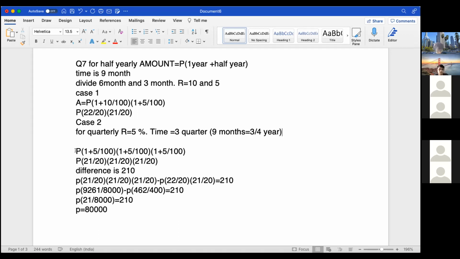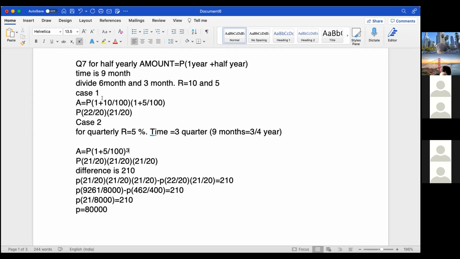So let us write down the amount A is equal to P into 1 plus 5 by 100 raised to 3. Okay, because 3 into 1 by 4. So it is 3 and 5 by 100. So how much we are getting? P into 21 by 20, 21 by 20, 21 by 20. Simplify. Difference according to the question is 210.